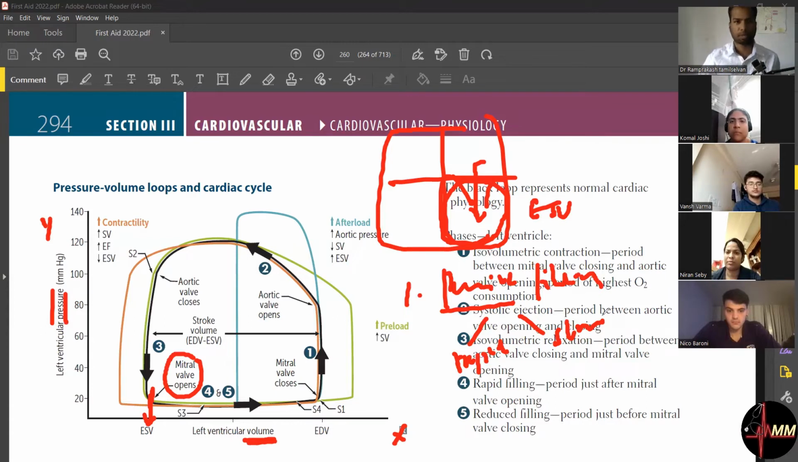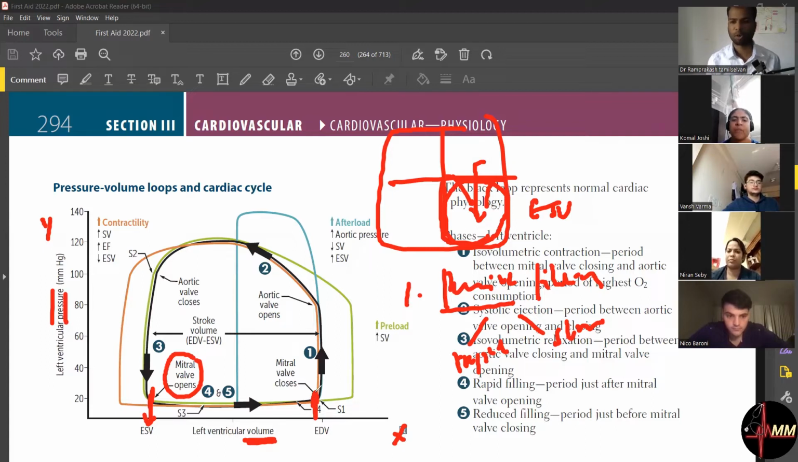For example, say 80% of the blood is filled in the left ventricle with just the passive filling. Why is this important? Because of the S3 and S4 heart sounds, most of the students will have doubt in this. You want to understand this. How is the filling happening? One is rapid filling, the next is slow filling, and then the atrial contraction fills the remaining, fine. And then here is the end diastolic volume.